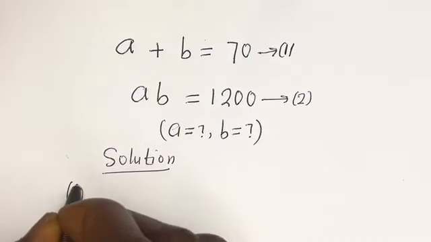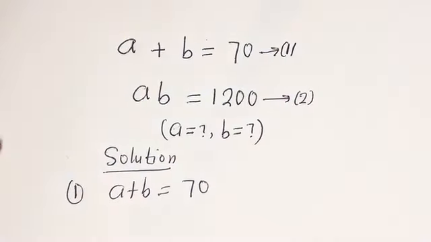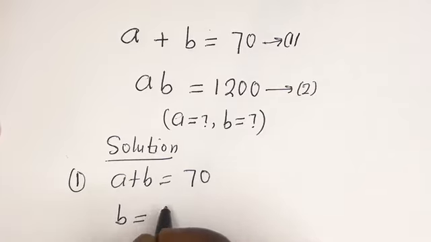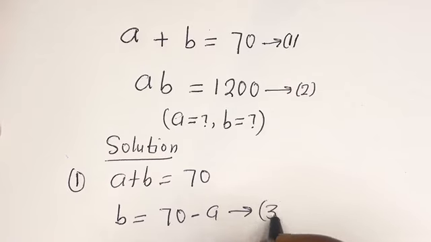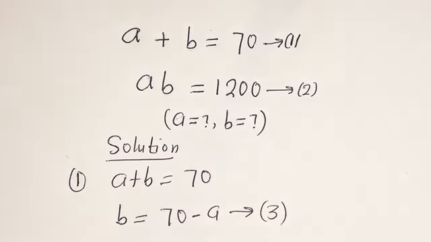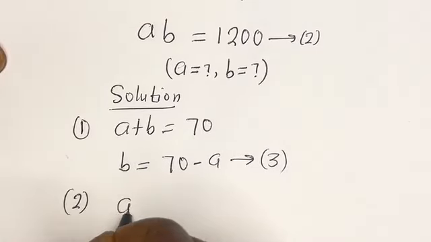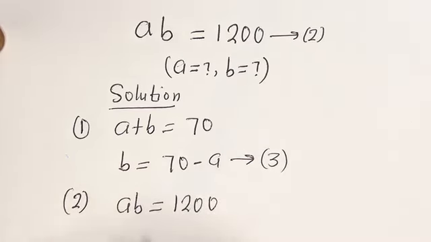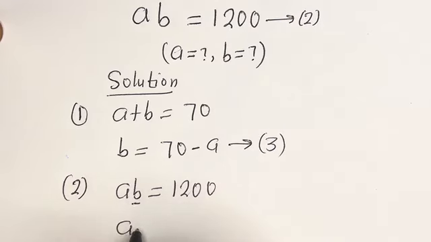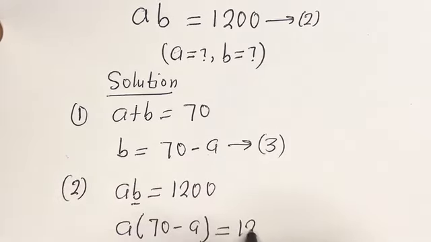From equation 1, A plus B is equal to 70. B is equal to 70 minus A. Let us call this equation 3. Also, from equation 2, AB is equal to 1,200. Let us substitute for B. A bracket 70 minus A, which is B, is equal to 1,200.